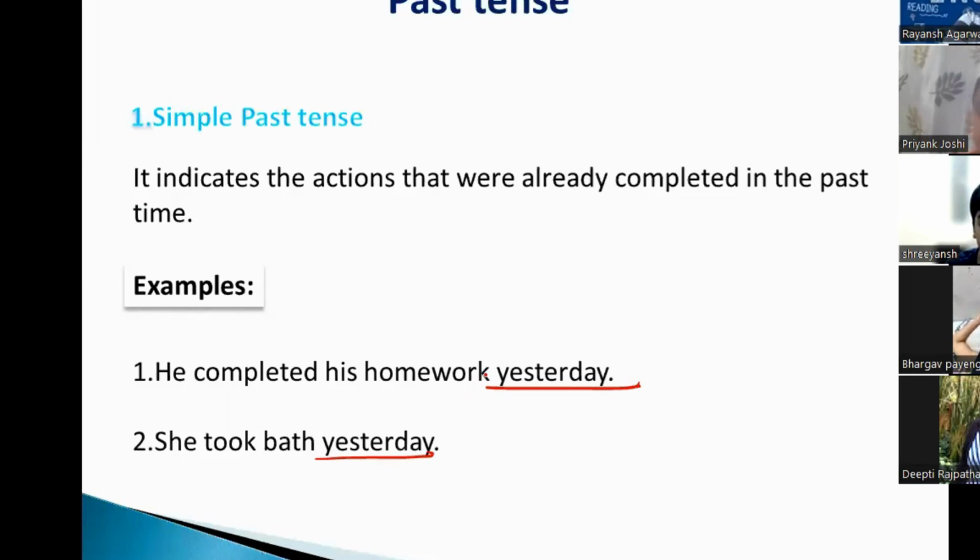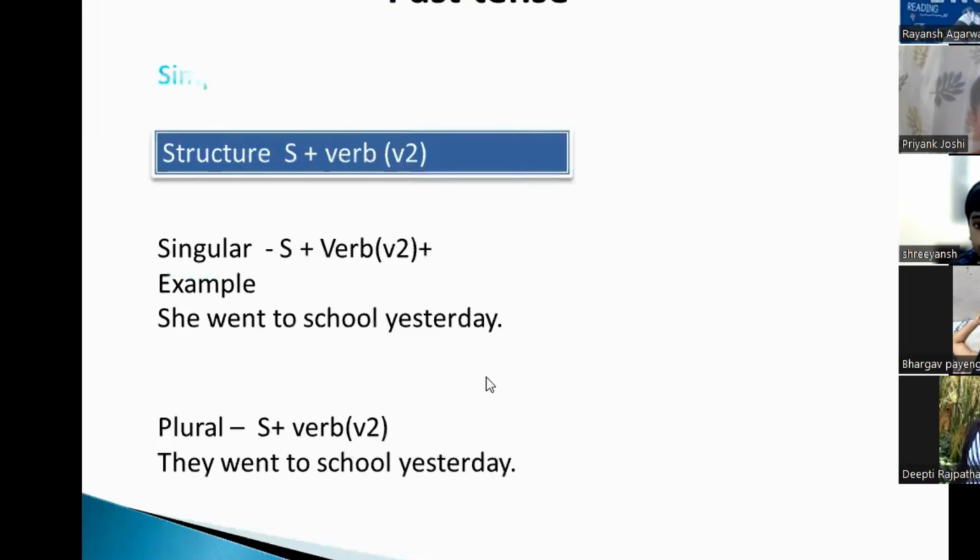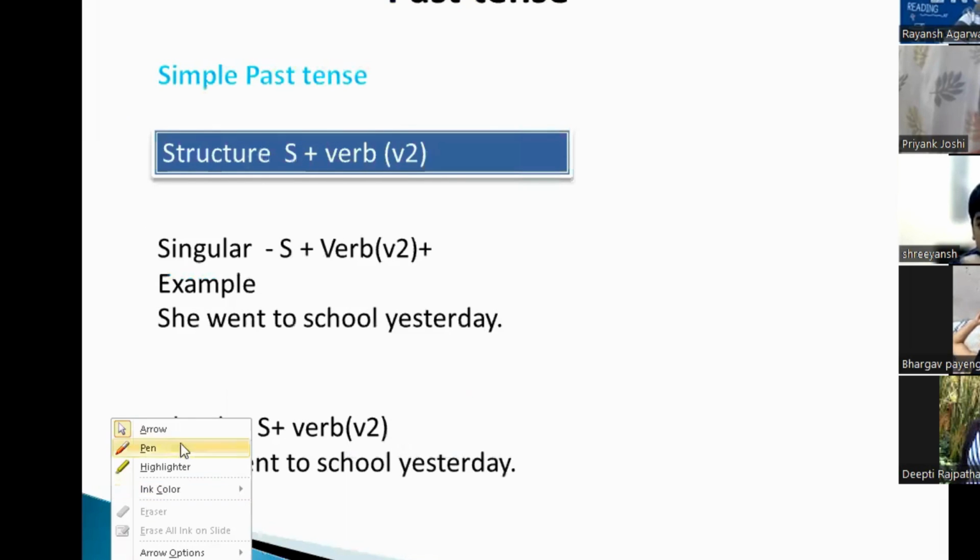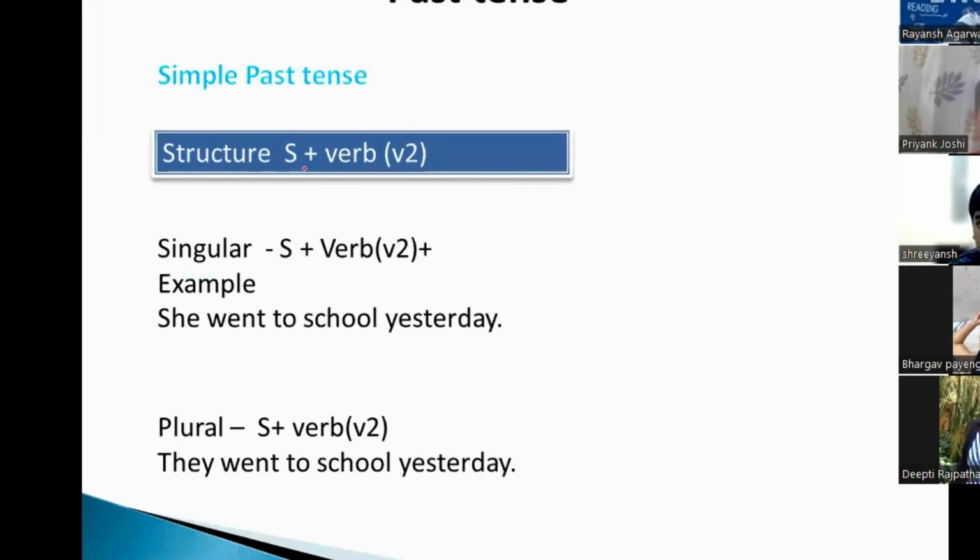Okay, so now let us see what is the structure for this simple past tense. The structure is subject plus second form of verb. In the present tense, we were using the V1 form of verb, right? But here in simple past tense, we have to use the second form of verb. Like I've told you, eat, ate, eaten. These are the three forms of verb.